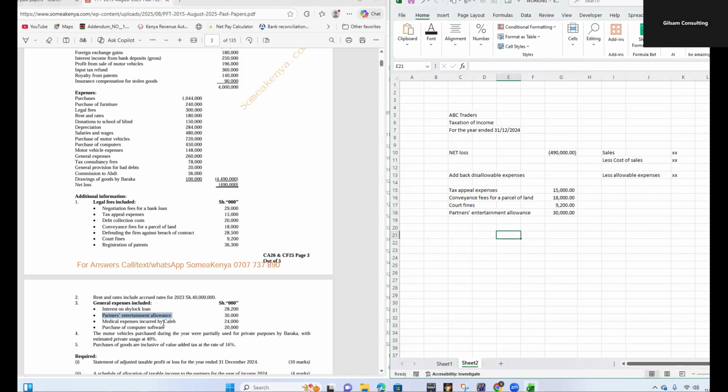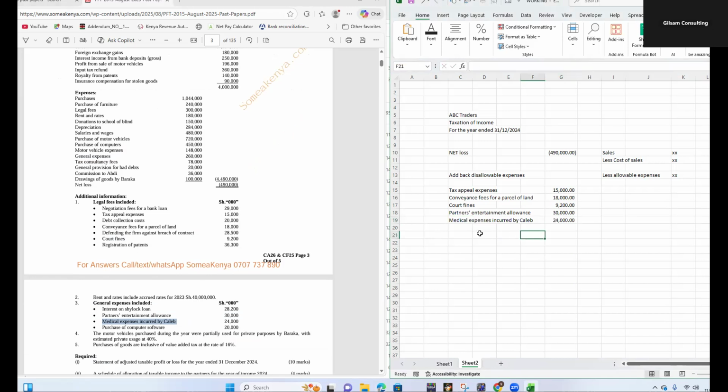Medical expense incurred by the partner. So any expenditure you paid for the partner, we disallow, unless the partner is a whole-time director, then we might take it as allowable. But if it is not a whole-time director, we have not been told. So any expense you pay to the partnership, you disallow.